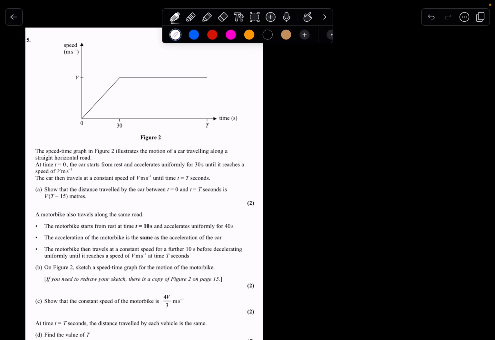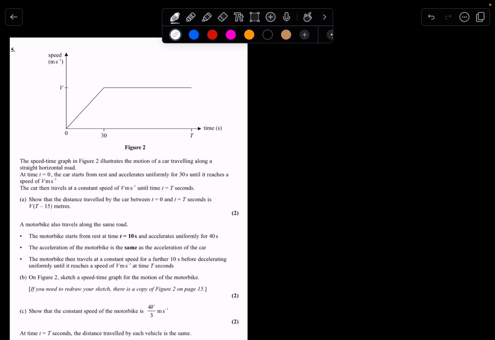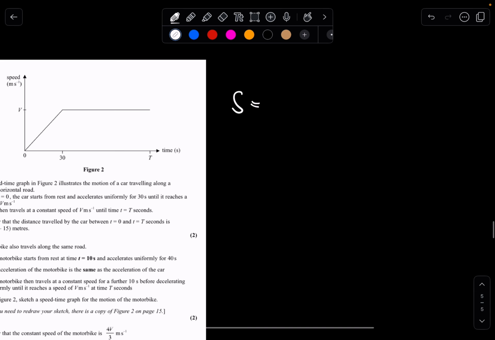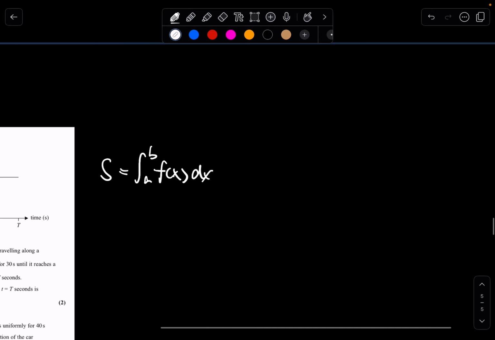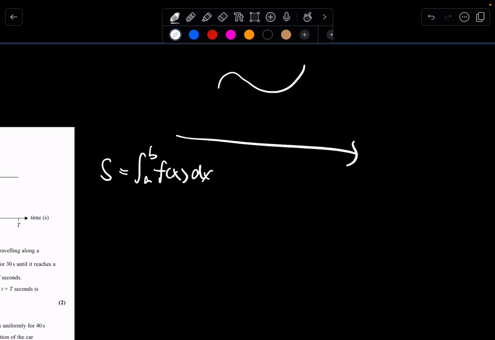Now I have to introduce a concept first, I think. We know that for any integral of f(x) dx, it will equal a surface area. So for example, if we have an f(x) like this, and this is point A, and this is point B, then this area would be the integration of f(x) from A to B dx.